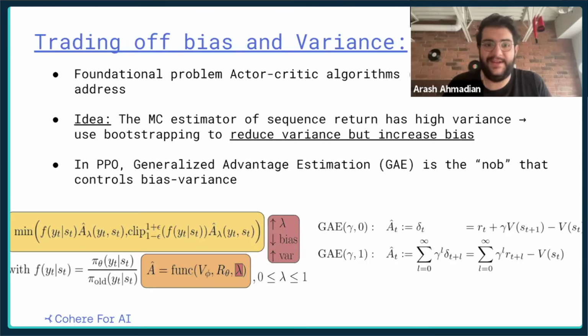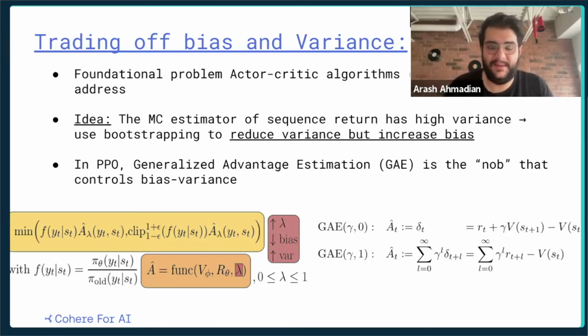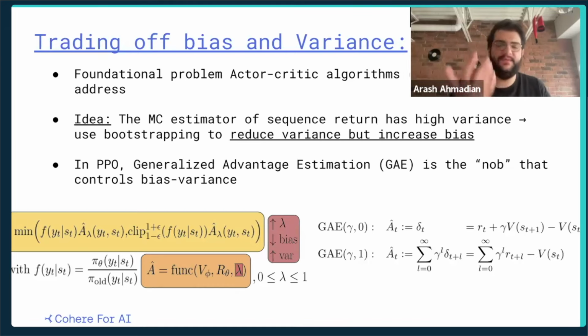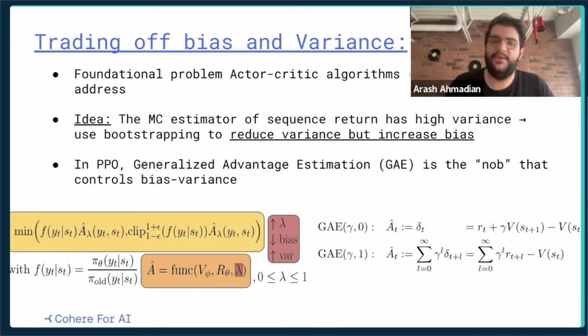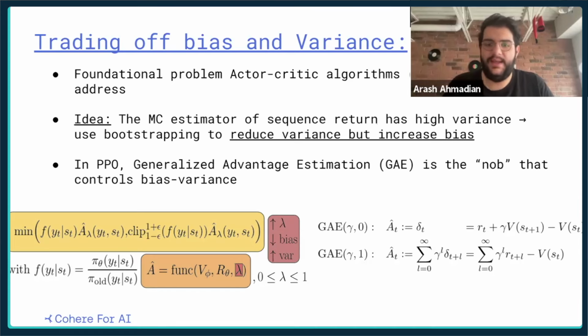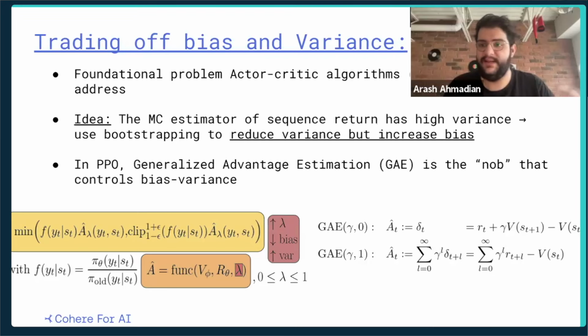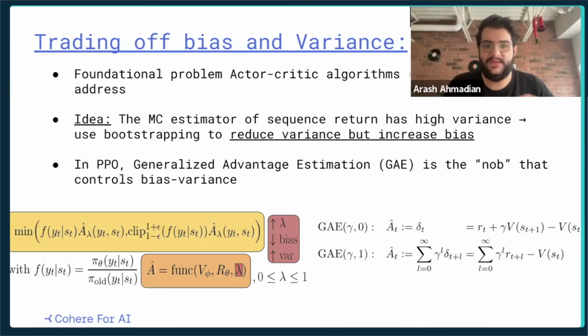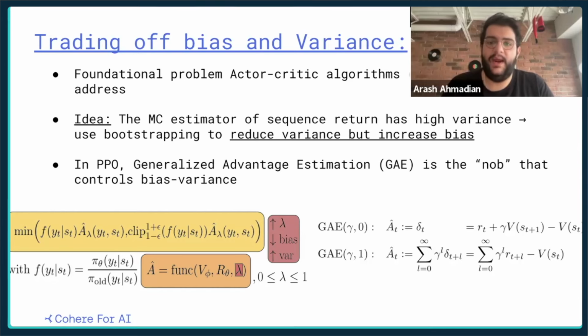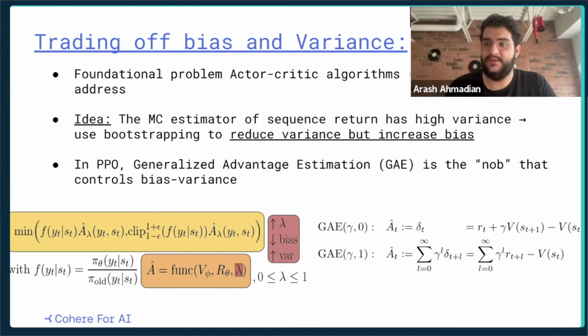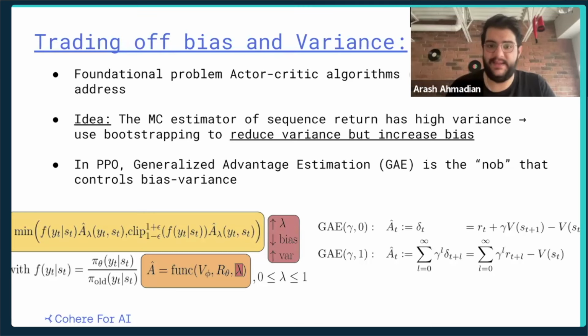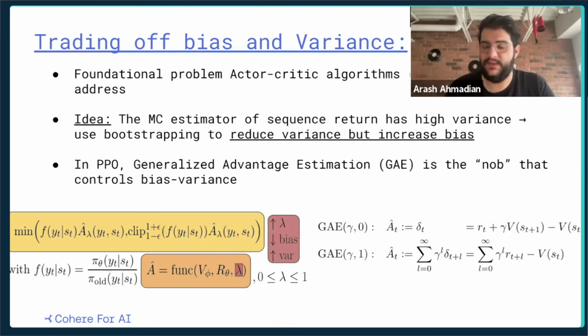For any actor-critic algorithm like PPO or A2C, the Monte Carlo estimator, or the REINFORCE estimator, let's say, for your reward has really high variance. And instead of using a typical notion of baseline that I talked about before, they use this thing called bootstrapping, where they can reduce the variance a lot more than the traditional techniques like introducing baselines, but then they introduce bias into the optimization.